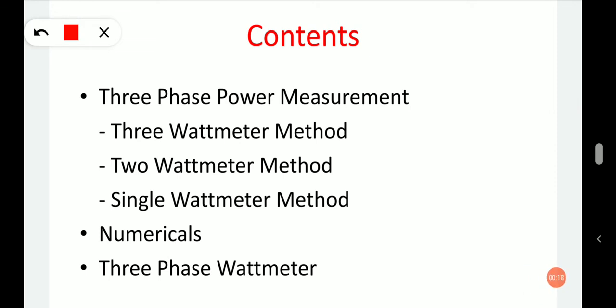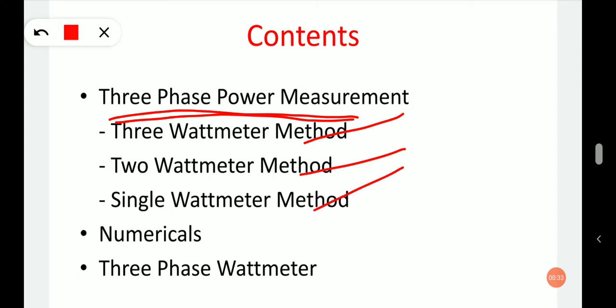In previous videos we have discussed three-phase power measurement. In that we have seen the 3 wattmeter method, 2 wattmeter method and single wattmeter method. Now in this video we will see some numericals based on these three-phase power measurement methods. So now we will see some numericals.